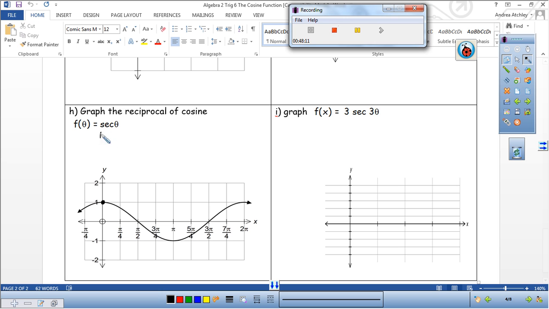Okay, the reciprocal of 1 is what, class? 1. Okay. What is the reciprocal of negative 1, class? Negative 1.